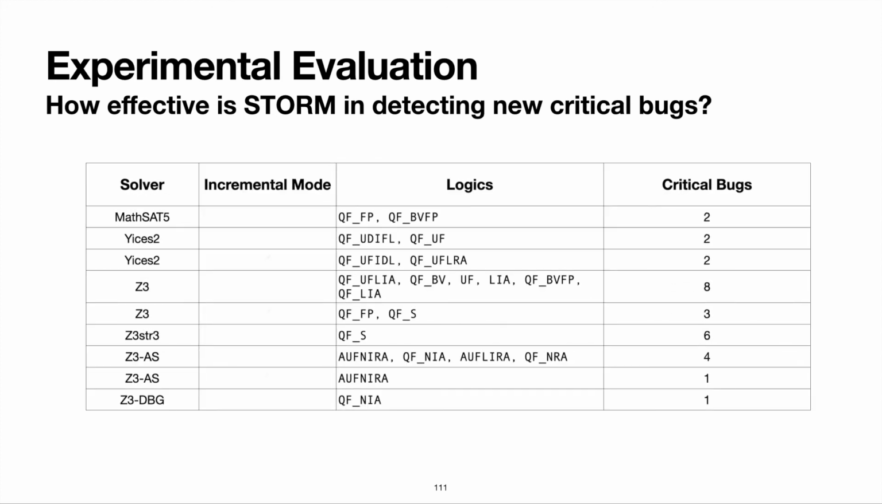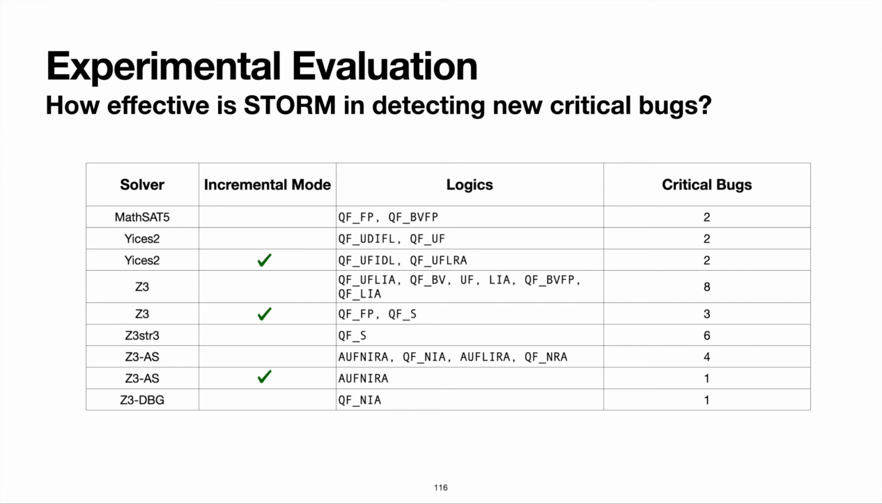This table shows the critical bugs detected by Storm. We list Z3STR3 separately as it is not the default string solver in Z3. The second column in this table denotes whether bugs were found in the incremental mode of a solver, which essentially corresponds to a different solver variant. The third column lists the logics in which bugs were found. And the last column shows the number of bugs.